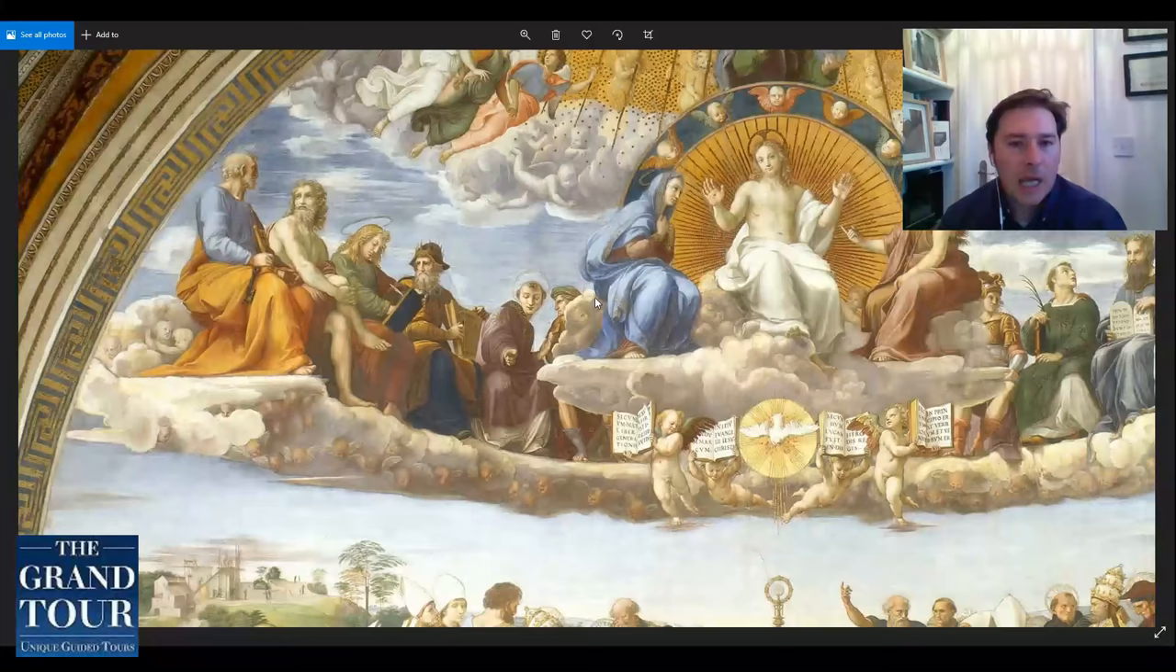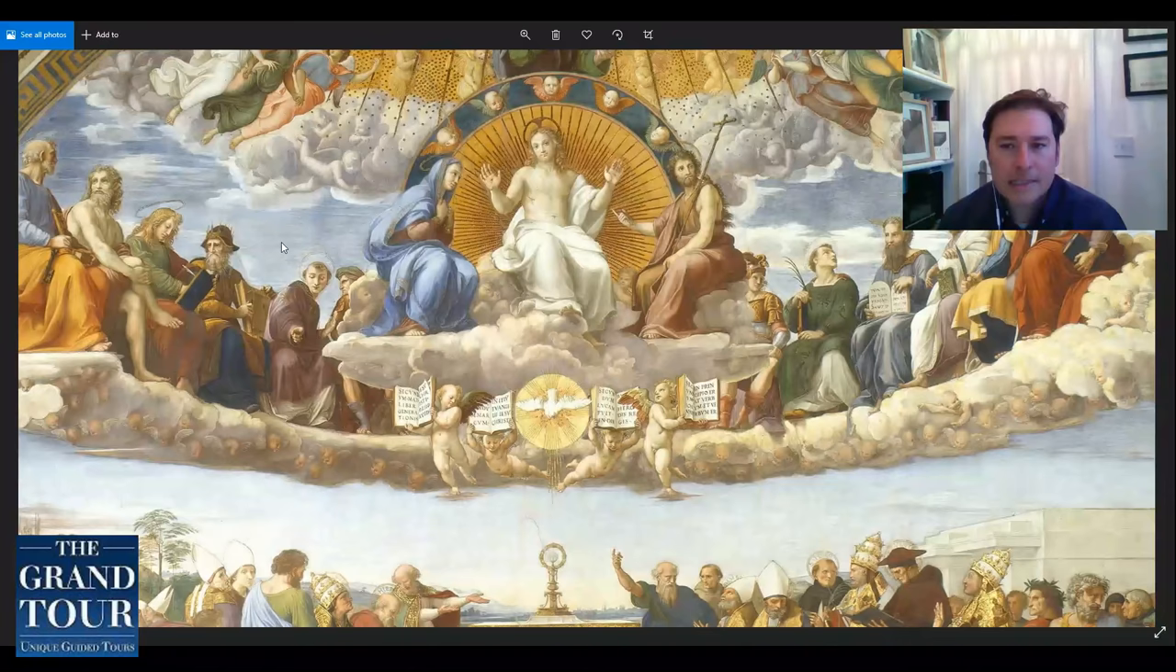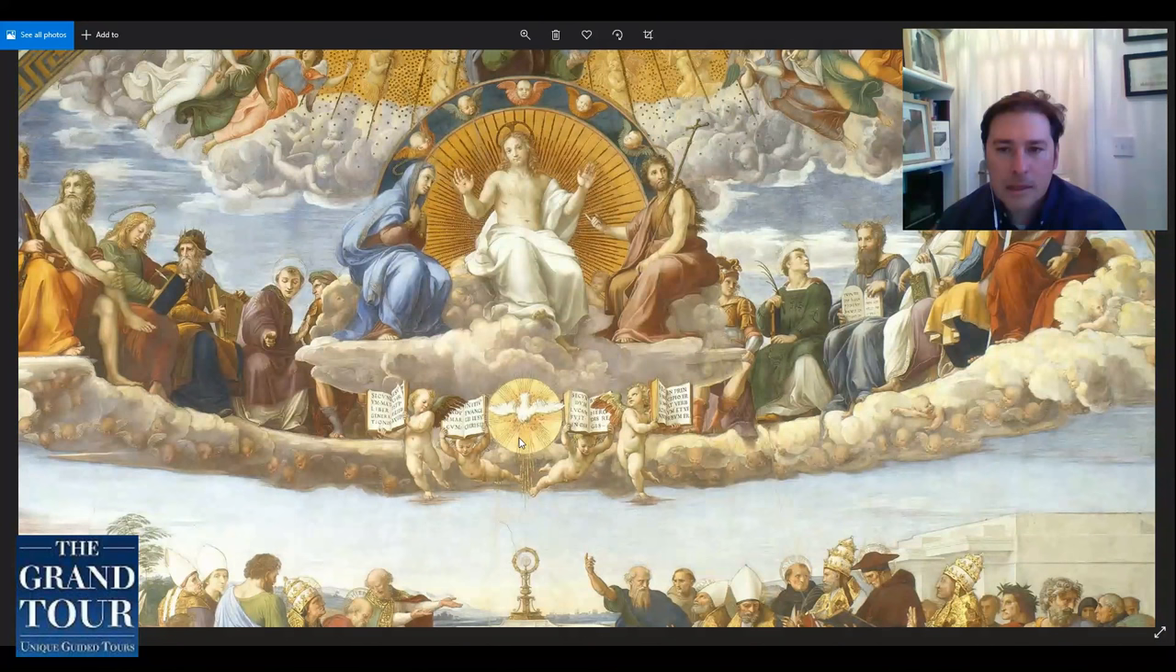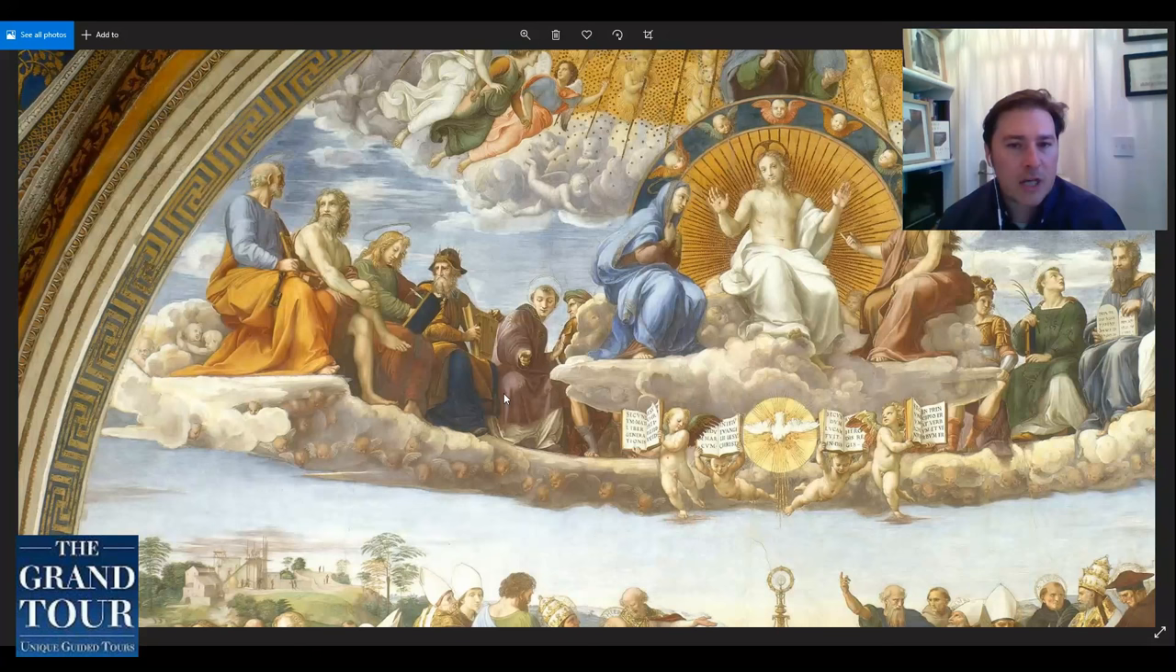I'll just point out some of them. St. Peter here, you can recognize because he's got the cross keys. And on the other side, we have Moses with the rays of light from his head. And we have St. Paul here with the sword again. And then we have St. Lawrence, I think this one is. And here we might have St. John the Evangelist. So we have a number of different figures.